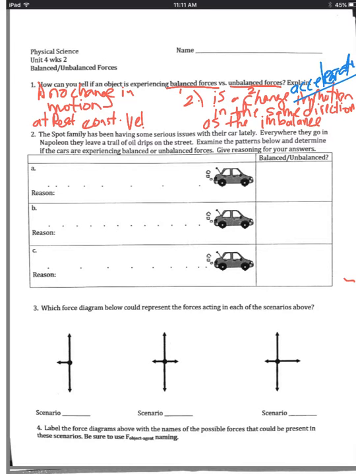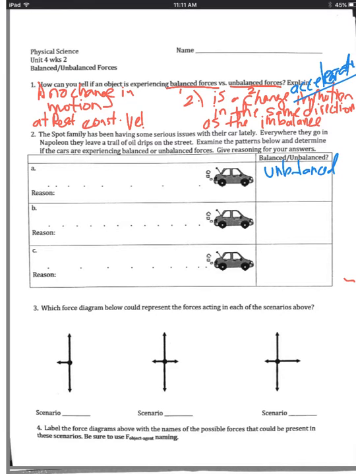Oh, yeah. Number 2. The Spot family. Spot family has been having some serious issues with their car lately. Everywhere they go in Napoleon, they leave a trail of oil drips on the street. Examine the patterns below and determine if the cars are experiencing balanced or unbalanced forces, and give reasoning for your answers. So the first one, can you tell whether that's balanced or unbalanced? I hope you can tell that it must be unbalanced. How do you know?